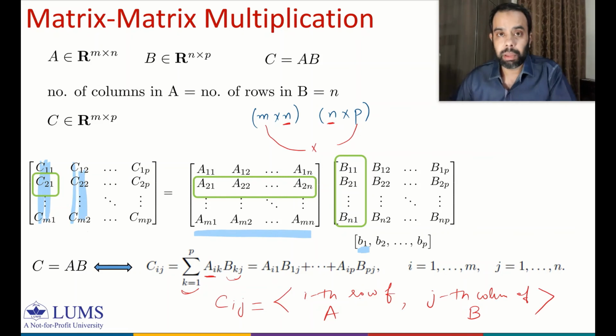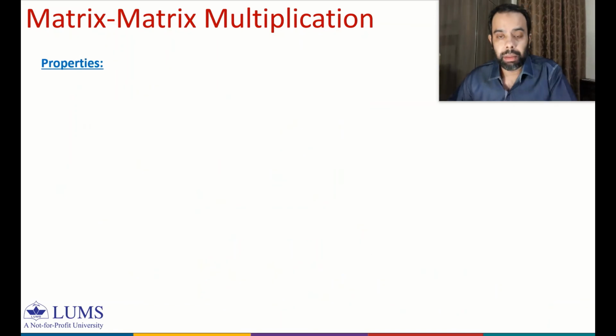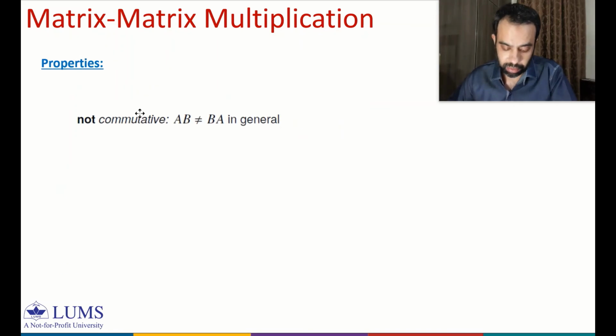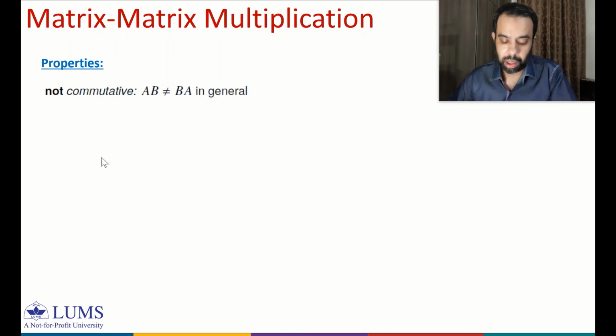Let's talk about some of the properties of this matrix multiplication. This multiplication of two matrices is not commutative. So A times B is not the same as B times A in general. There are some exceptions, but in general, matrix multiplication is not commutative.